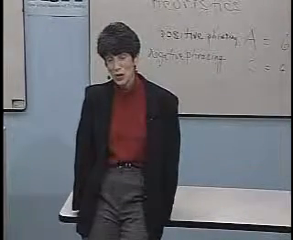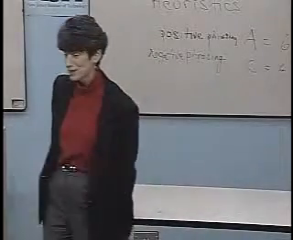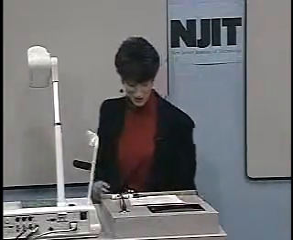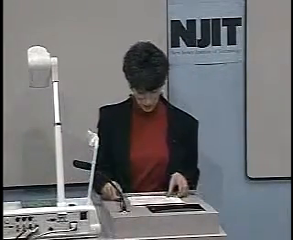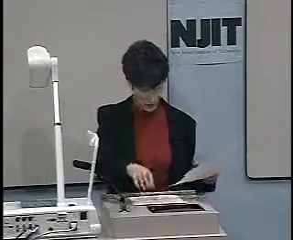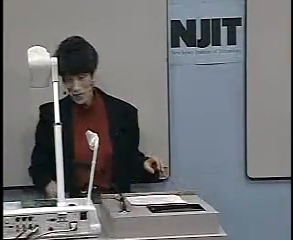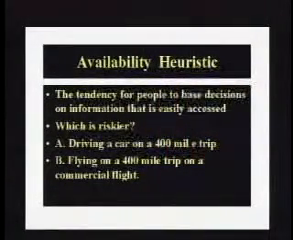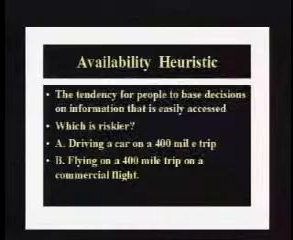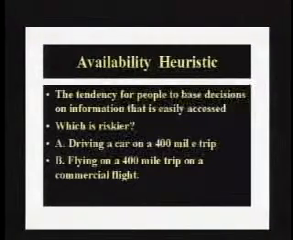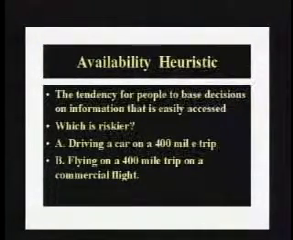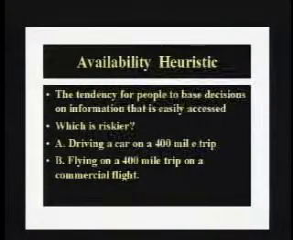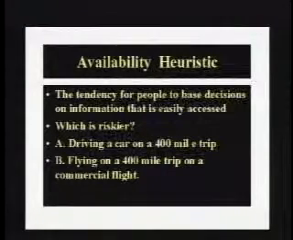This isn't the only one of the fallacies or cognitive biases that we engage in. There are more. What are some of these others? Well, the availability heuristic. With the availability heuristic, people have a tendency to base decisions on information that is easily accessed, the stuff that we can come up with most readily, that we know about.